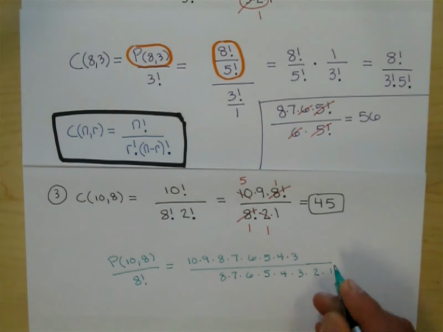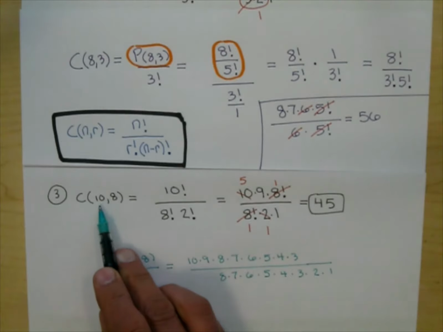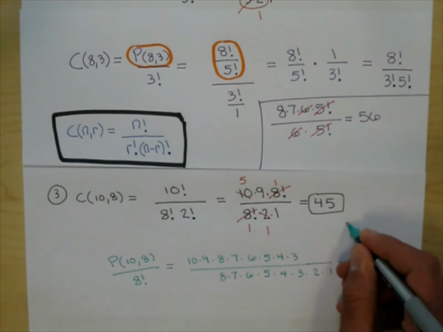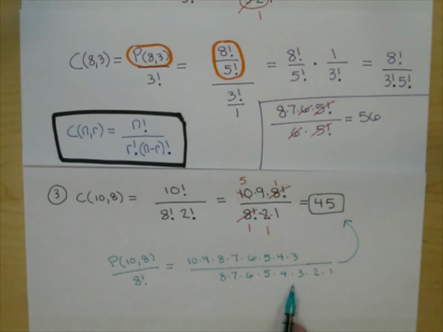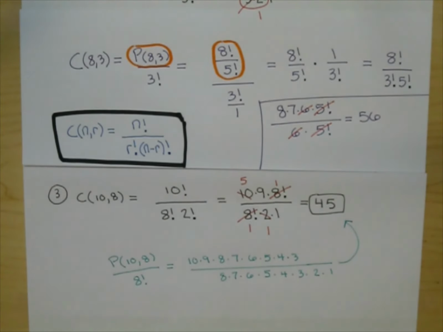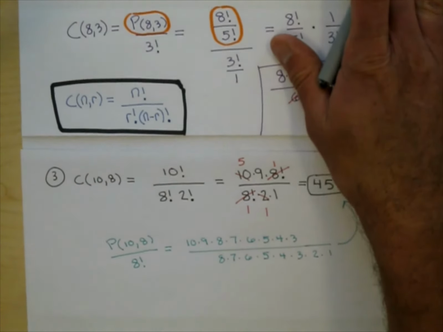You'd have to do a lot of writing because 10's kind of big and 8's next to it, and then you would have to cancel things out. You'd cancel the 8, 7, 6, 5, 4, 3, and you'd have 10 times 9 over 2 times 1, that's 90 over 2, which is 45. So it still gives you the same answer, but there's a lot more writing. And that's why we like this pretty formula here. And you're like, you called it pretty. Beauty's in the eye of the beholder.